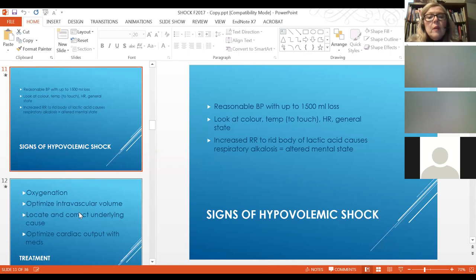So when you're assessing the patient, you're looking at their color, their touch, their temperature. Remember that we do our temperature with the backs of our hands, looking at the heart rate, the general state. There's an increase in the respiratory rate to help the body rid of lactic acidosis or lactic acid.